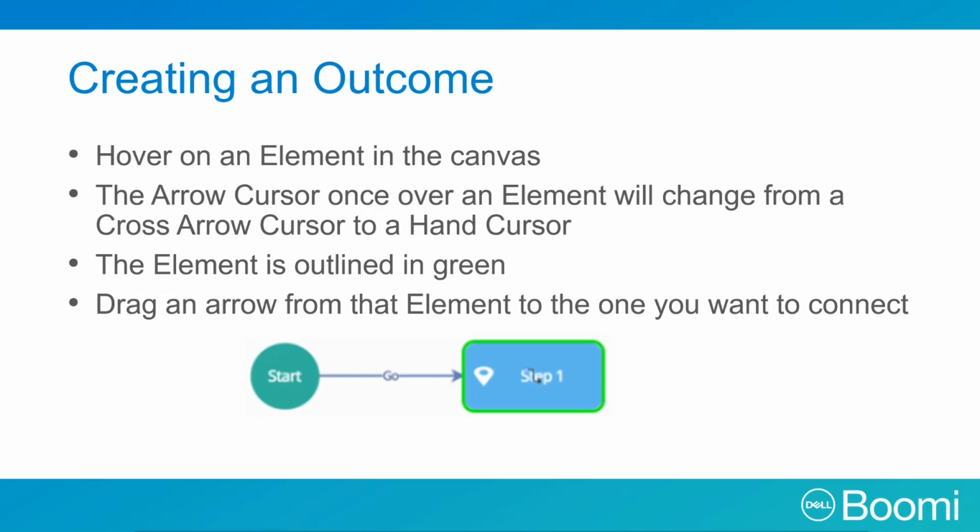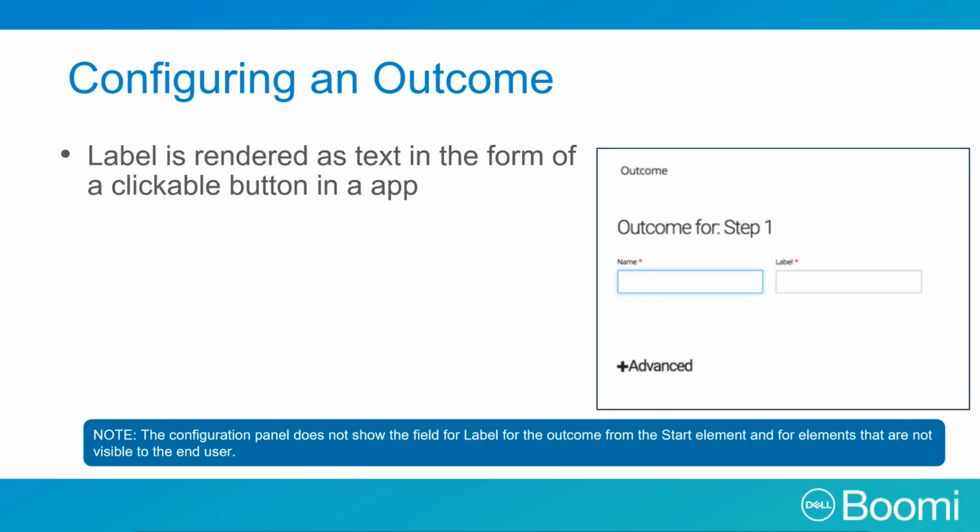But the outcome does not always need to be labeled go. Since this first outcome is coming from the start element, this outcome is never rendered to the end user, and therefore would not be a clickable button. It is simply an outcome to kick off your flow and allow your flow to be rendered as an app. As mentioned before, outcomes coming from step or page elements will render as clickable buttons.